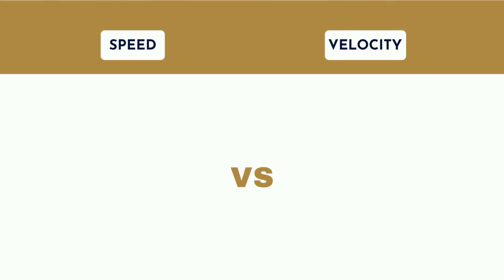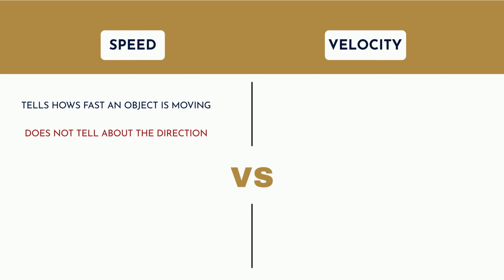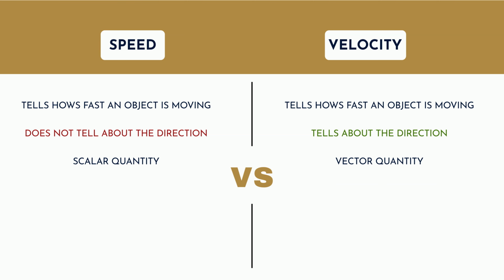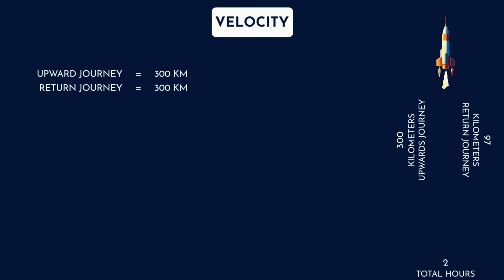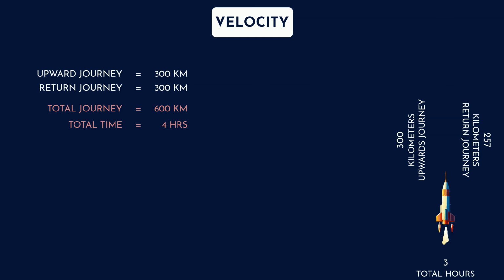Let's clarify the differences between speed and velocity. Speed tells us how fast something is moving but does not take direction into account. It's a scalar quantity, whereas velocity includes both speed and direction. It's a vector quantity. Imagine a rocket launches 300 kilometers into space and then returns back to Earth, completing the round trip in 4 hours.